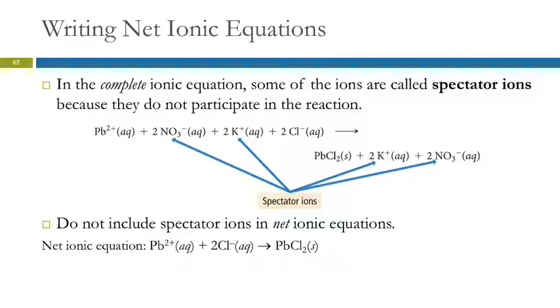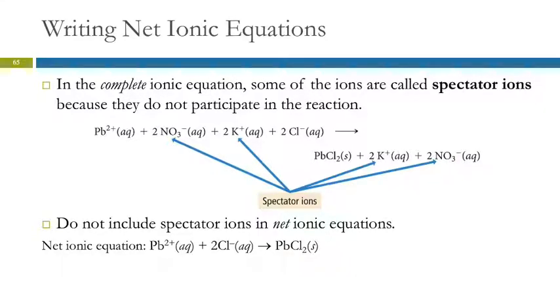So here's our complete ionic equation, just the same one we had on the previous. And if we look at this, we see that there are 2 nitrate ions as reactants, and there's 2 nitrate ions as products. Nothing happened to the nitrate. We call those spectator ions because they're just watching, right? Something happened with the lead and something happened with the chloride. They fell in love, right? They got together. But nothing happened to potassium or to nitrate. They're just watching. They're spectators.